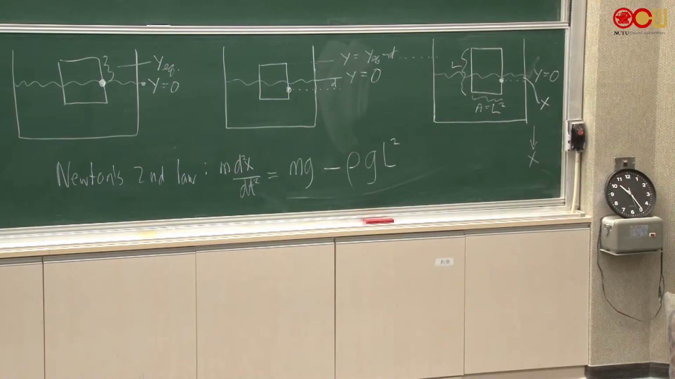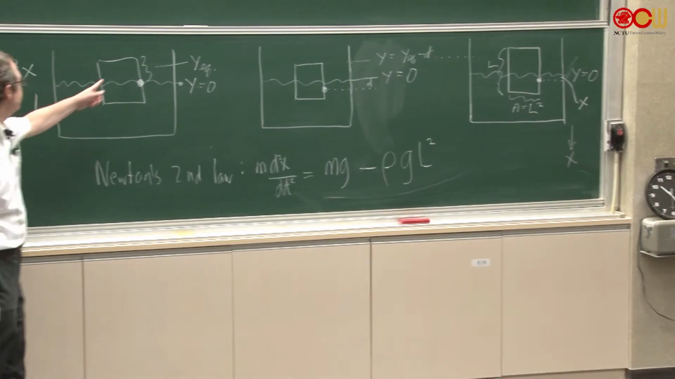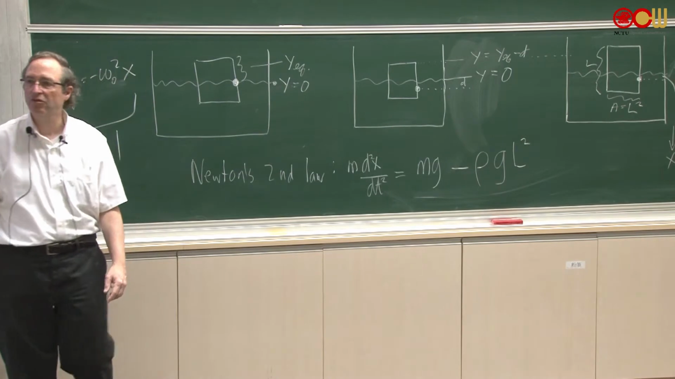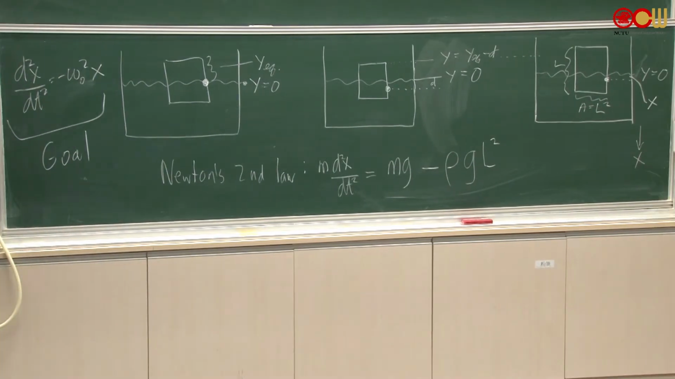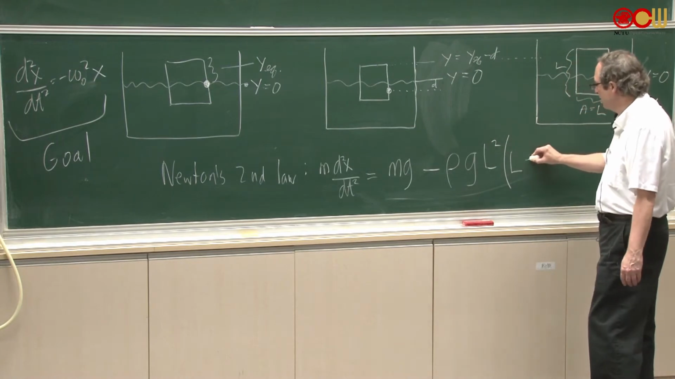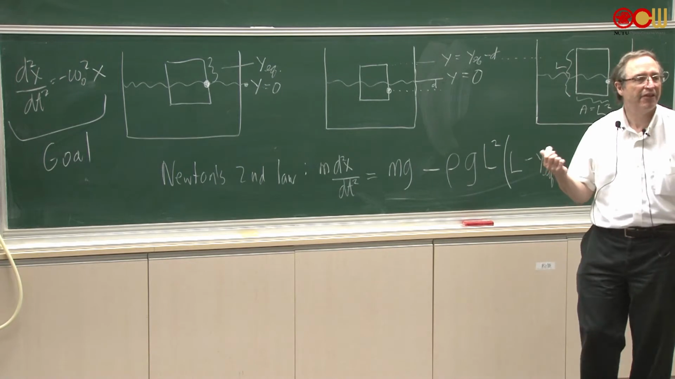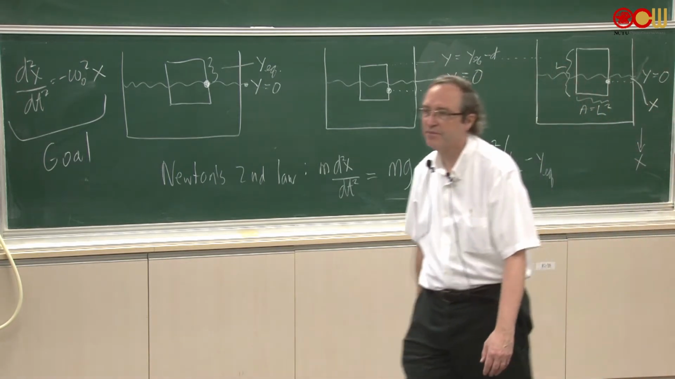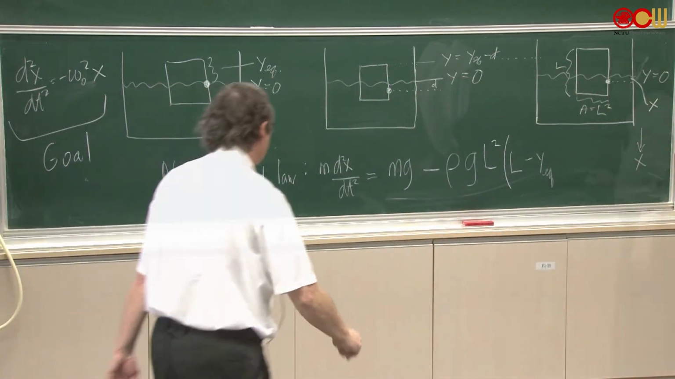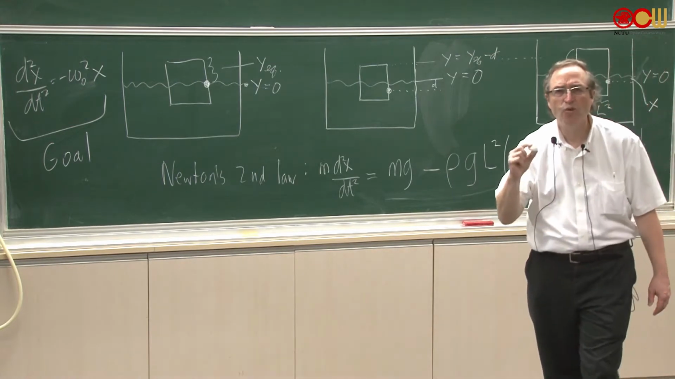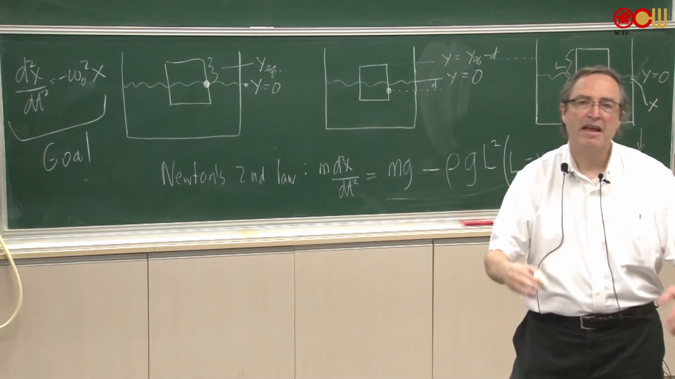What's the answer? At equilibrium, it's L minus y equilibrium. So what is it if we displace it by this x? It's going to be L minus y equilibrium, but somehow that x has to appear. How's that going to appear? Plus x.